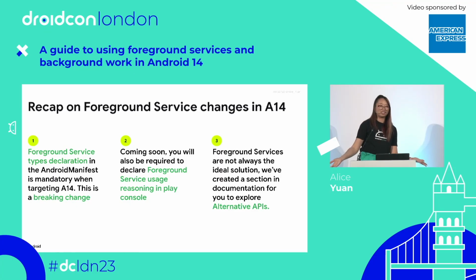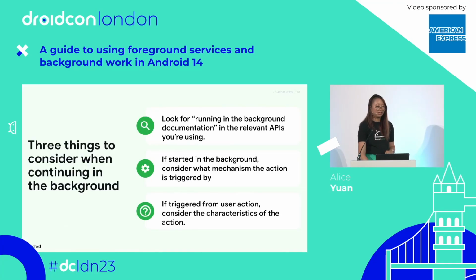Secondly, we learned about all the various changes happening with foreground service. It's mandatory targeting Android 14. You have to add some Play Console reasoning. And finally, we added a section for you to discover alternative APIs. And third, we learned about the ways to understand APIs in terms of continuing action. So one is looking at the relevant documentation. Second is understanding what mechanism the action is triggered by. And finally, for user action, consider the characteristics of that user action.